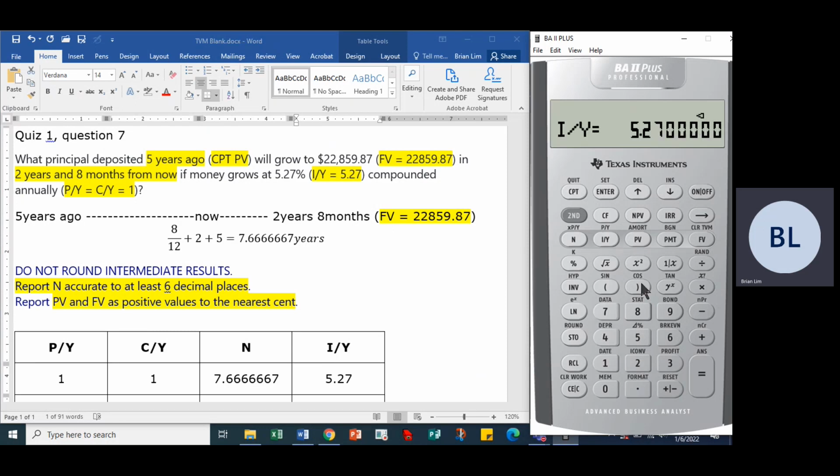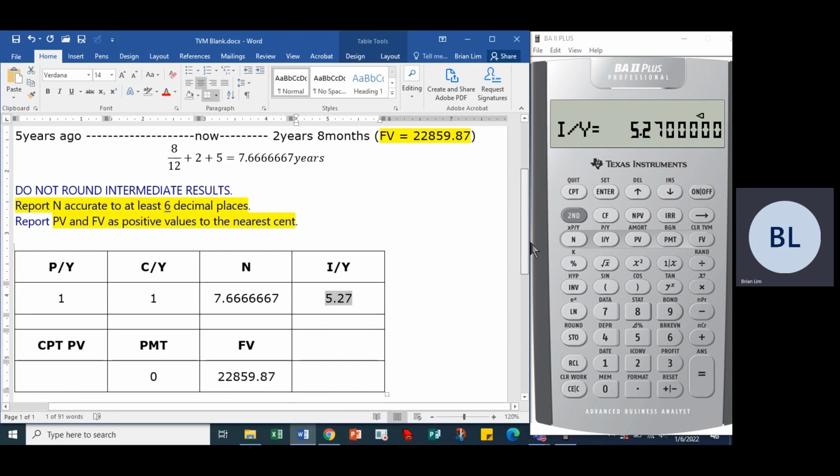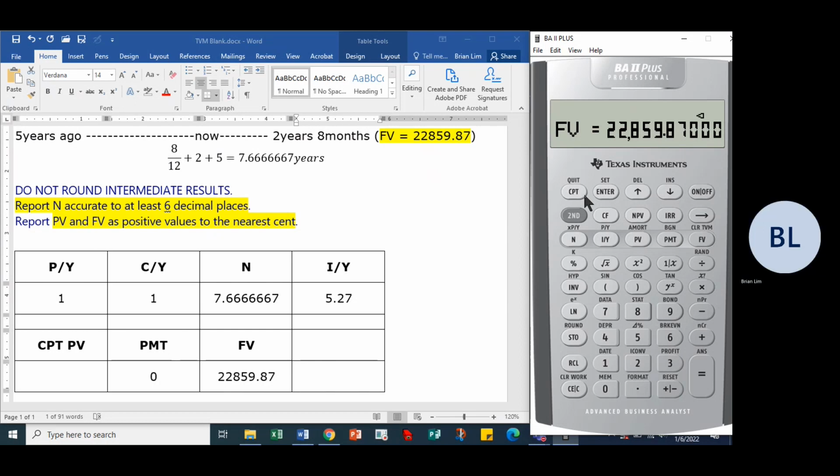5.27 IY. Present value, what should we do with that? We are computing that, so we skip over there. Payment is 0, so we go 0 for the payment. Future value is this number here, 22859.87, and we enter it, or we click on FV, future value, and that will be entered.